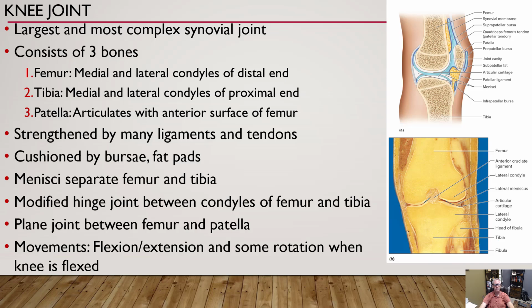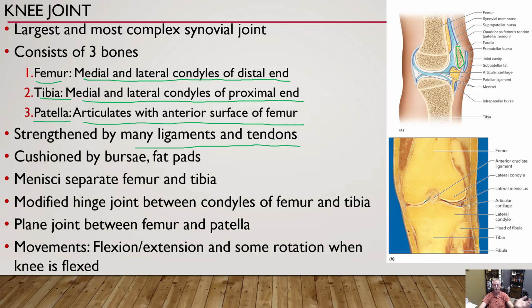All right, so we've talked about the knee joint before. Largest, most complex. The knee joint consists of 3 bones. We talked about the femur, the medial and lateral condyles of the distal end of the femur. We went over this in lab. The tibia, medial and lateral condyles of the proximal end of the tibia, and then the patella. Patella is your kneecap, articulates with the anterior surface of the femur. There's your patella right there. It has lots of tendons and ligaments. Ligaments, bone to bone, tendons, muscle to bone.